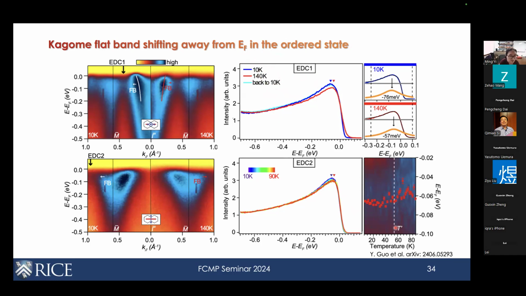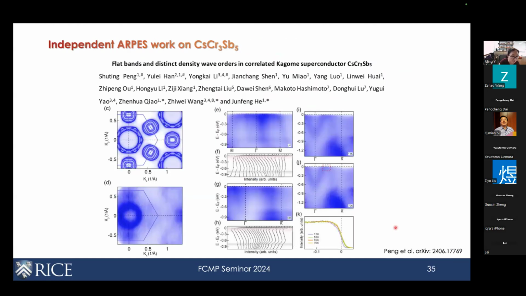I also want to acknowledge independent work that we have seen appear on the arXiv. I think these are also excellent work. There are two papers that we have seen. This one is from Junfeng He's group, where they have also measured this material in photoemission. From their Fermi surface, they see this large pocket at the gamma point, and they can also arguably see these flat band features very similar to our conclusions, right?